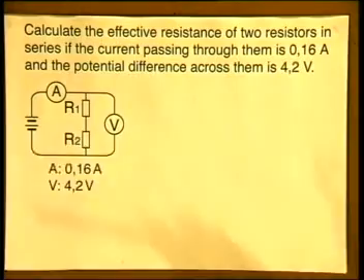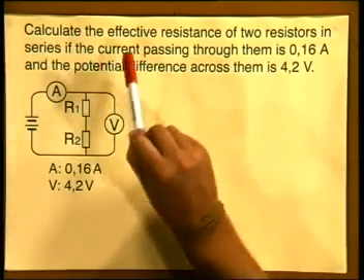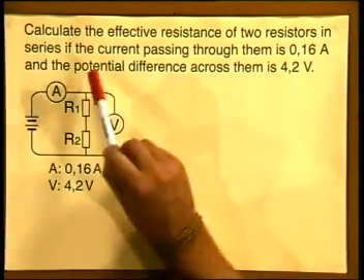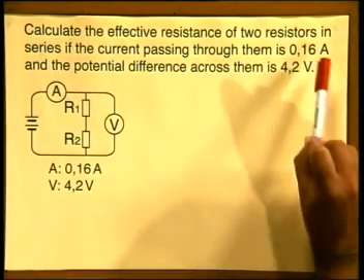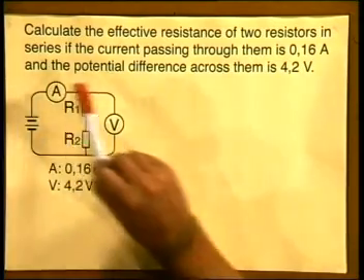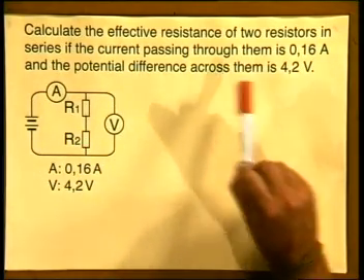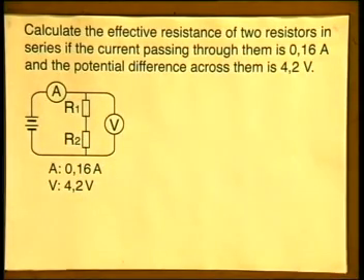Let's start by solving problems using the equation V equals I times R. The question that we've been given is the following. Calculate the effective resistance of two resistors in series if the current passing through them is 0,16 amperes and the potential difference across them is 4,2 volts.